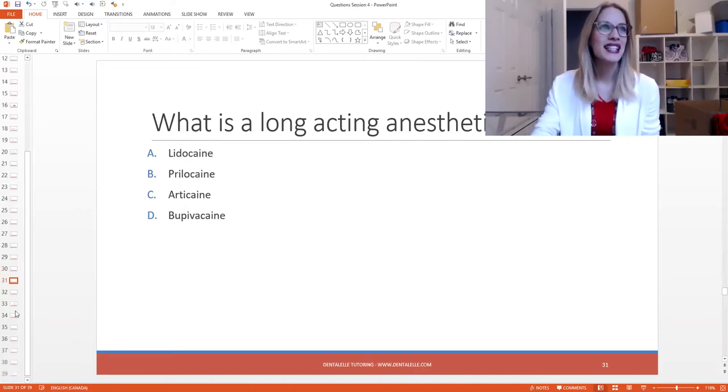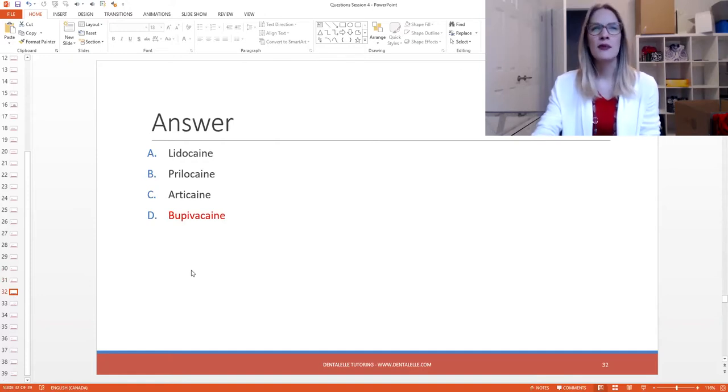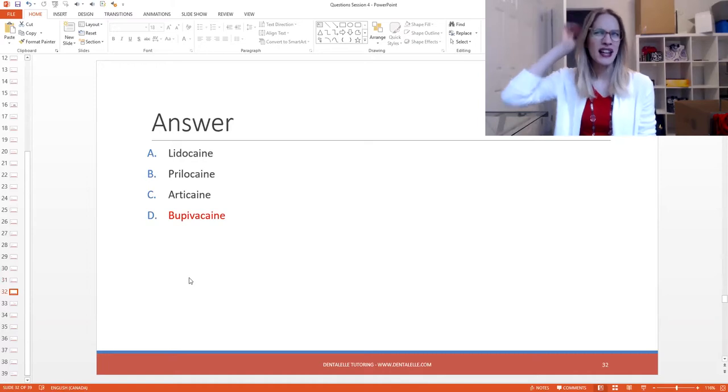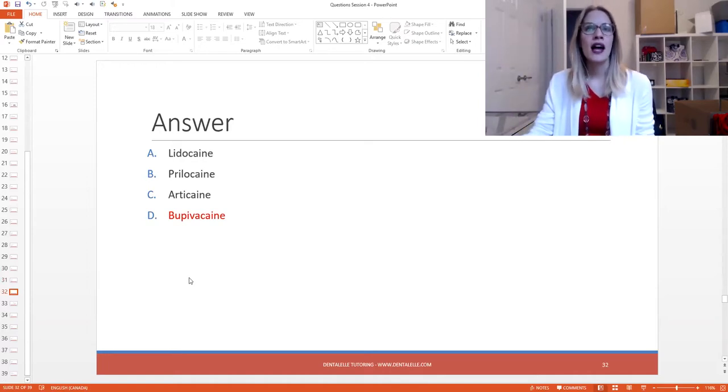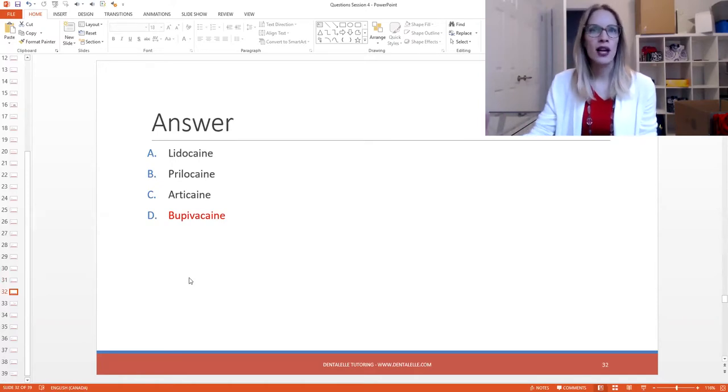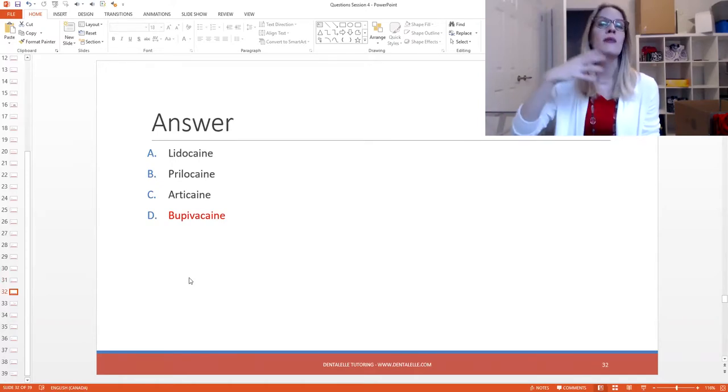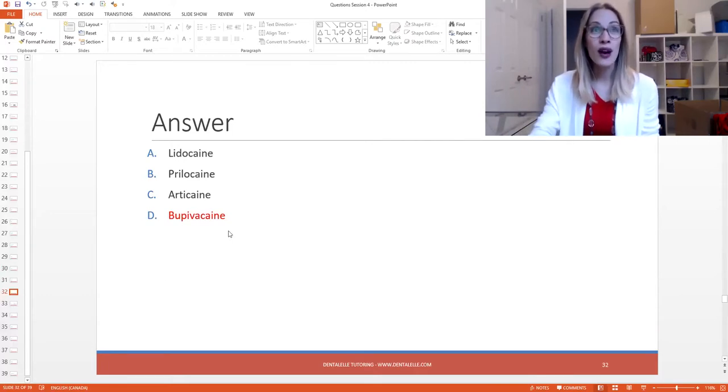Okay, guys, so what do you guys think the answer is here? Any ideas? So the answer is the last one, bupivacaine. I don't know how to pronounce that one, but that's a long-acting anesthetic because there are some that last a half an hour, some last 2 hours, some last 8 hours, some last, you know, longer or shorter. So you do need to know the differences. And the only long-acting one is this last one here that I can't pronounce.